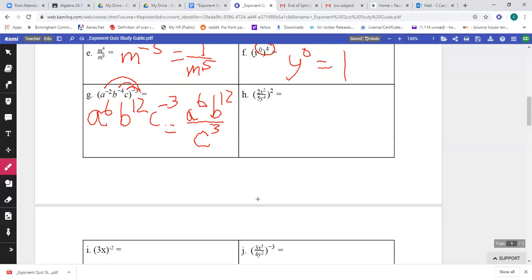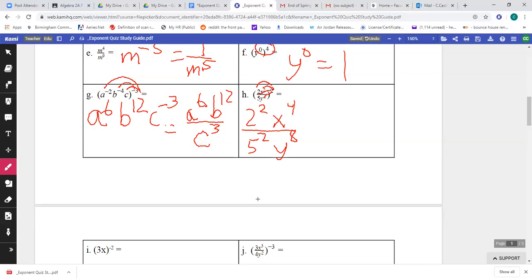Letter H was also a heavily missed question on the homework. When you have this, the 2 is actually going to go to every single thing here. So it will become 2 squared, x to the 4th, 5 squared, y to the 8th. It has to go into every single thing there. And remember, it's 2 squared, 5 squared.